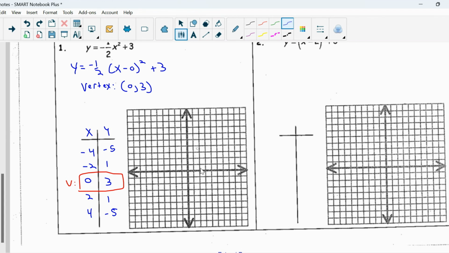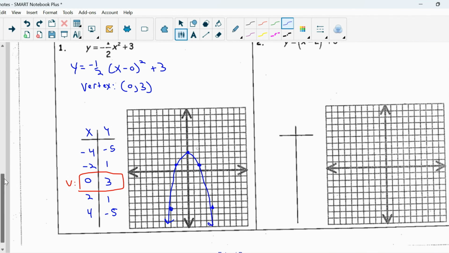Okay, let's go ahead and graph these. We have 0, 3, -2, 1, 2, 1, and 4, -5. Just like that. We can go ahead and draw in our parabola.